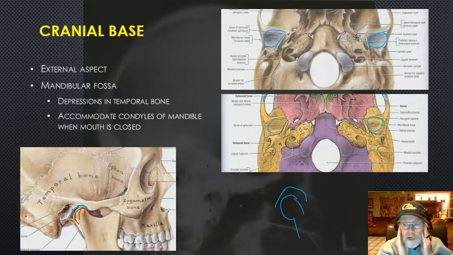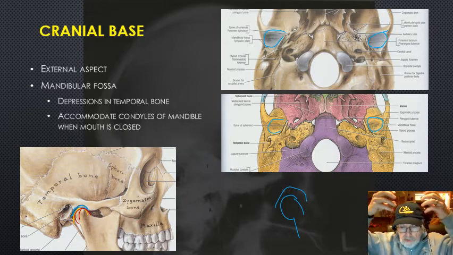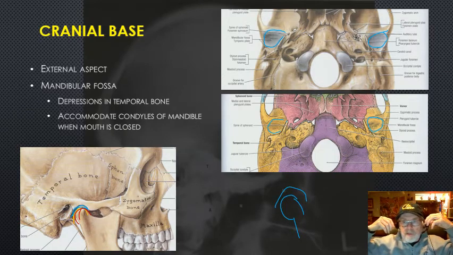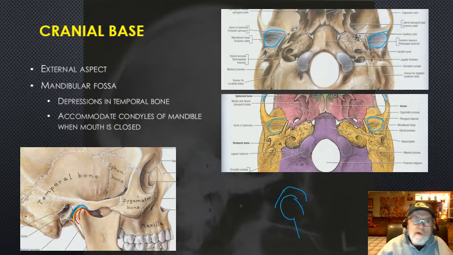We did this before. If you take your hands and stick them in front of your ears and open up your mouth, you actually feel the condyles come forward and out. They almost dislocate. What we call subluxing. They come part way out of that joint, and then when you close your mouth, it goes back in. And that's that mandibular fossa that's there.